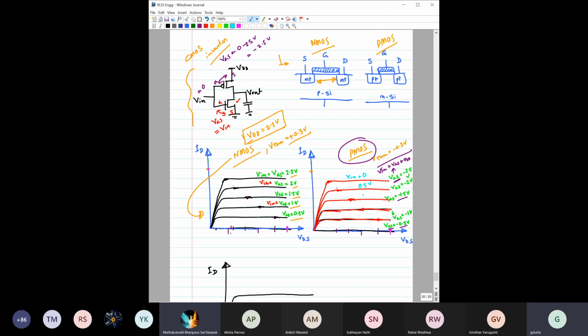So it's 0.5. This one is 1 volt. This one is 1.5 volt. This is how much? 2 volt, right? Have I missed something? Here, how many lines? 3, 4, 5. 5 lines. But here we are getting up to 0.5. Then here, is it correct? Yeah, it is correct, right?